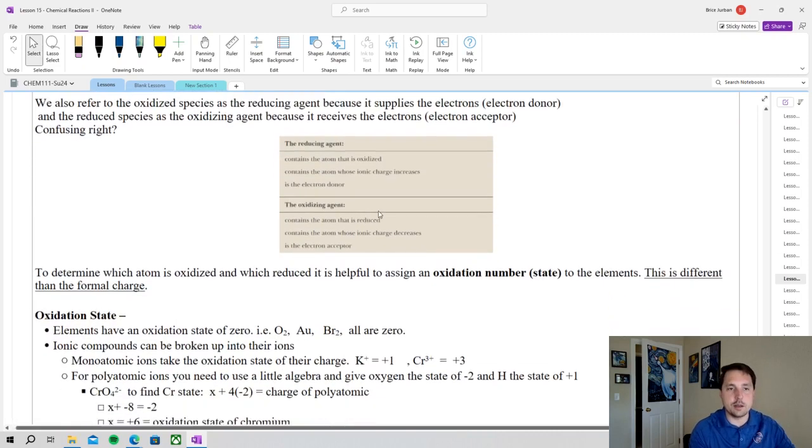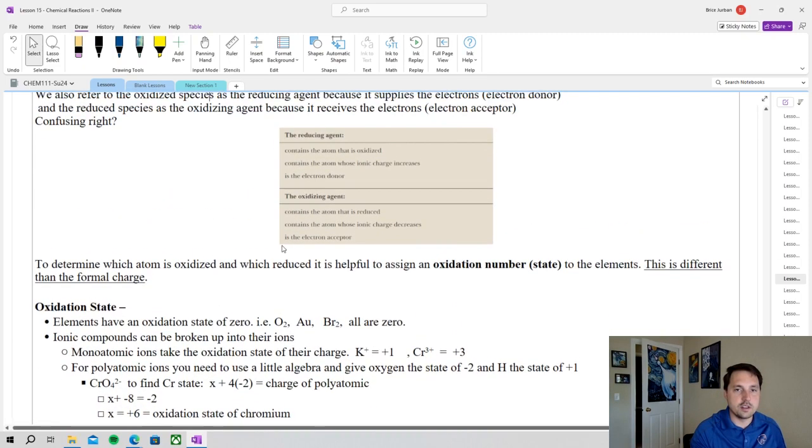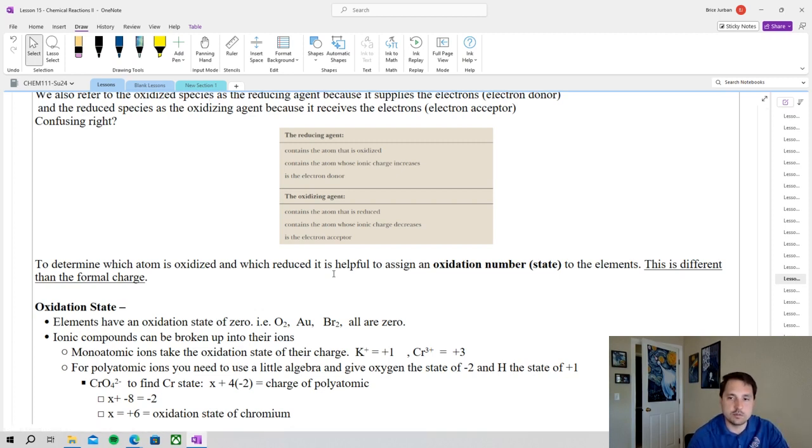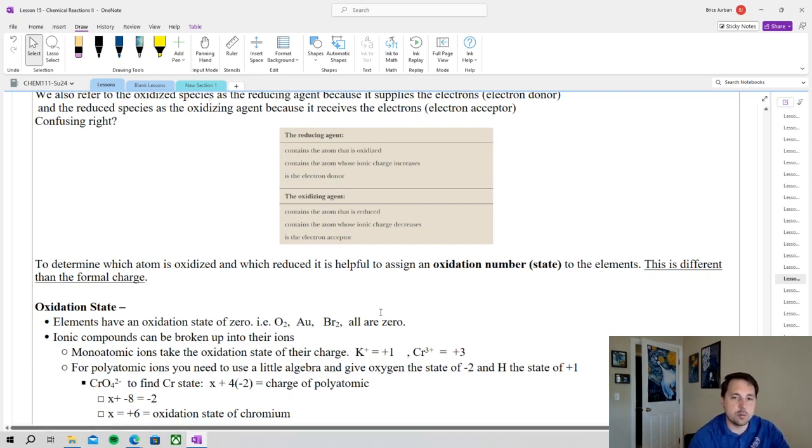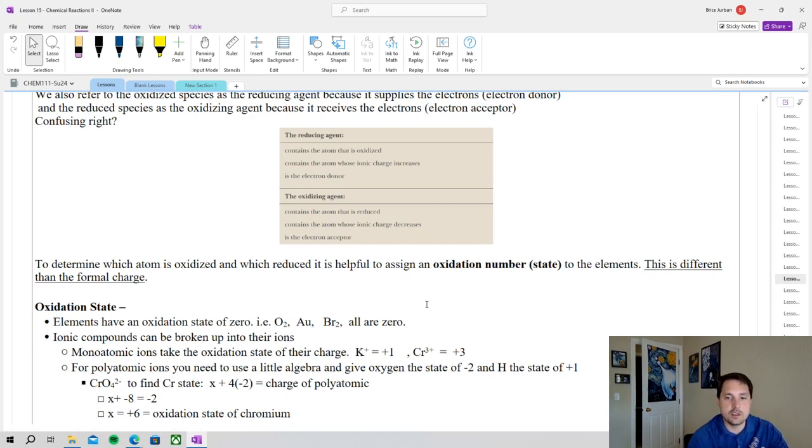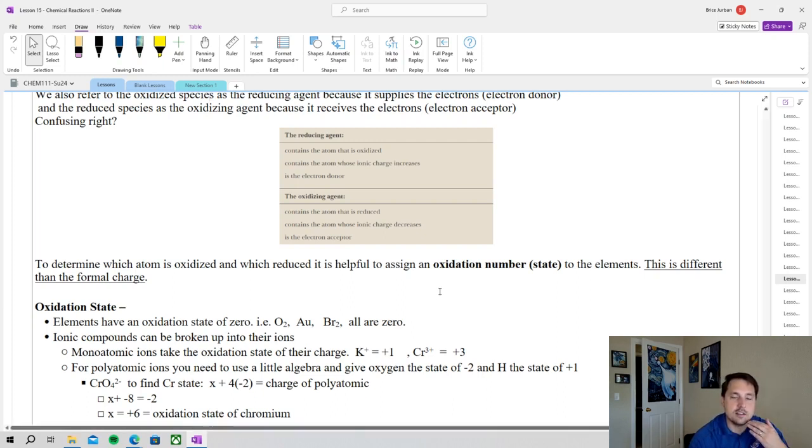So let's go through a couple examples, and I'll look back at this chart here. But to determine, first off, which atom is oxidized and which one's reduced, we need to assign an oxidation number to the elements. And the oxidation number, or the oxidation state, is something that's a little bit different than the formal charge. Formal charge, if you remember, helped us determine whether an atom was charged or not. But the oxidation number helps us determine how many electrons that atom has, and it imparts the electronegativity as well.